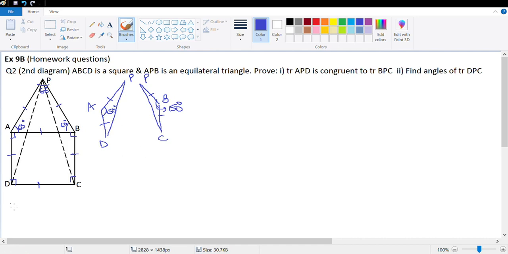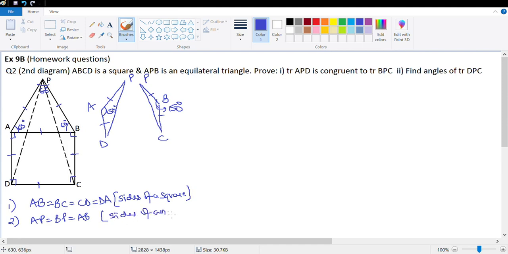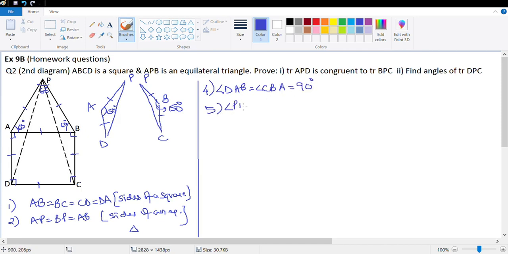So whatever we did, let's just write this down. So point number 1, AB is equal to BC is equal to CD is equal to DA, right? That's fine. And point number 2 is AP is equal to BP is equal to AB. This is sides of a square and this is sides of an equilateral triangle. So we've got this basic thing here. Next point we have is point number 4, which is angle DAB is equal to angle CBA is equal to 90 degrees. And point number 5, angle PAB is equal to angle PBA is equal to 60 degrees. Right. This is angle of a square and this is angles of an equilateral triangle.